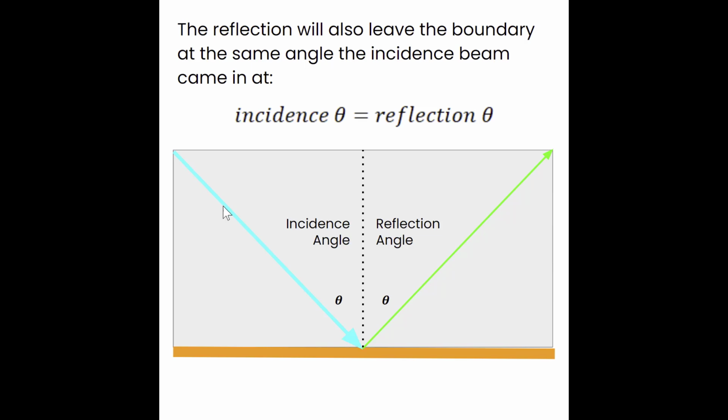We have our incidence beam coming in. The angle that the beam creates with that imaginary perpendicular line is the incidence angle. The reflection angle then is the beam leaving the boundary and the angle that's created between the imaginary line and the path of the reflection. So this angle is equal to this angle. If this is 45 degrees, this is 45 degrees. This is 10 degrees, this one's 10 degrees. They are going to be the same degree of angulation.